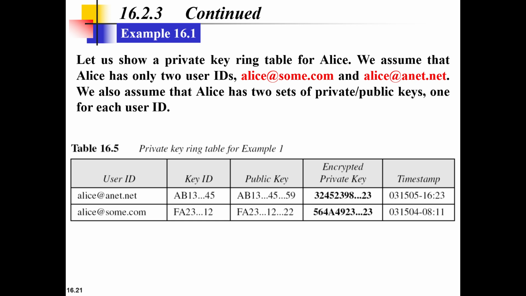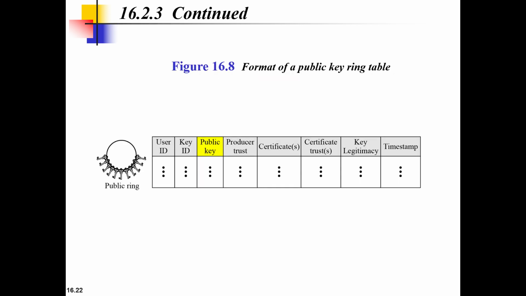So the public key ring table is shown in figure 16.8. There is a user ID, as in the private key ring table. The user ID is usually the email address of the entity. Key ID, as in the private key ring table, is the first at least 64 bits of the public key. Public key, this is the public key of the entity.